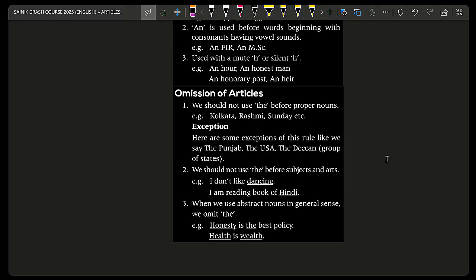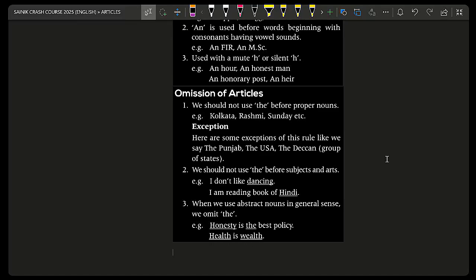Why? Because these are nothing but a collection of some other things together. See, USA has the full form, United States of America. That means before India you should not use the, but before USA you can use the. Punjab is also a collection of five rivers, because it is a collection of five rivers, the is used before that.